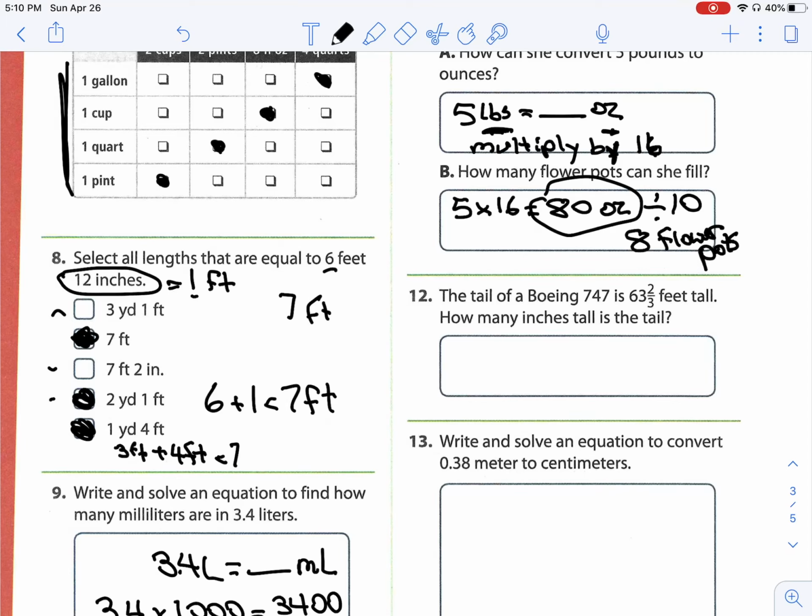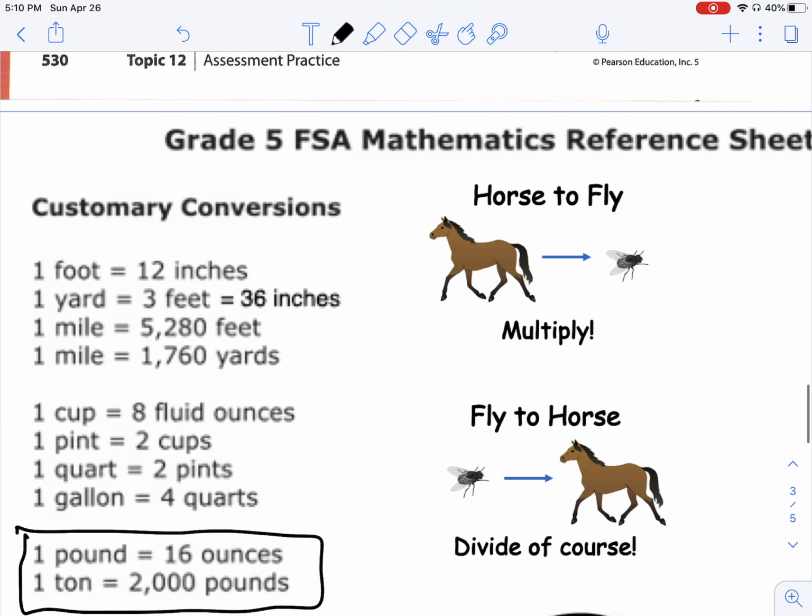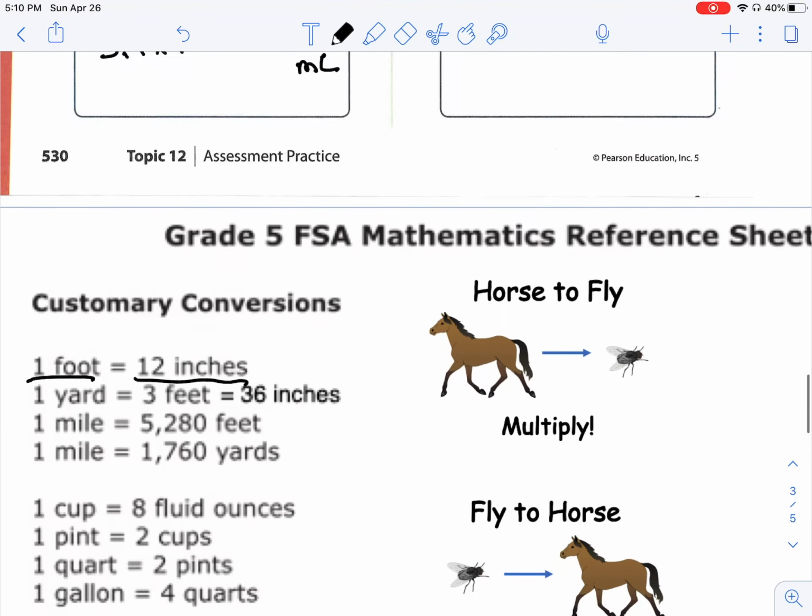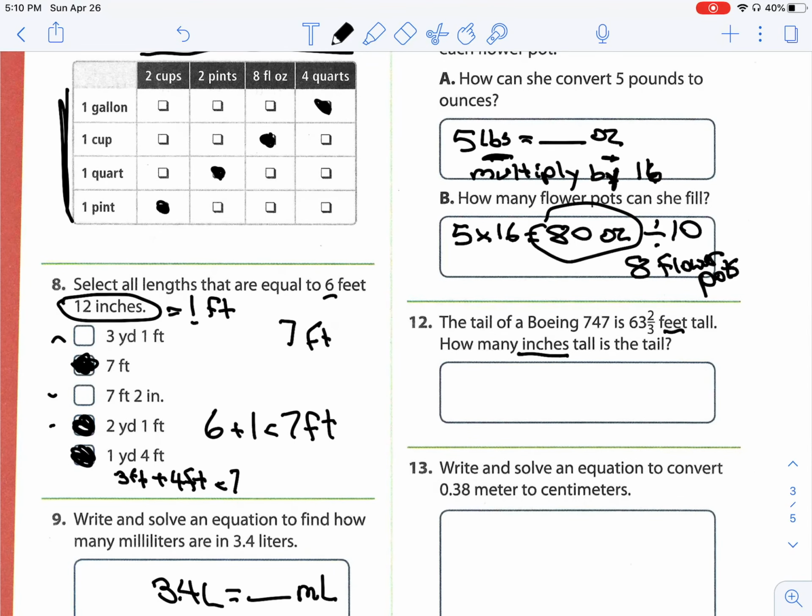But anyway, I digress. If we have feet and we need to change it to inches, looking at our conversion, 1 foot equals 12 inches. So we are going to need to take our feet, which are bigger than inches. So horse to fly, we're going to multiply. So basically you have to do 63 and 2/3 times 12. Now, that might be a little tricky, especially if you're using a calculator. My advice to you is to break it apart.